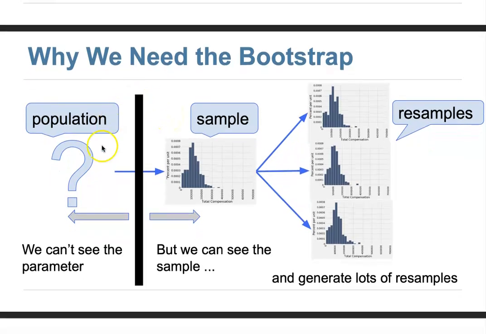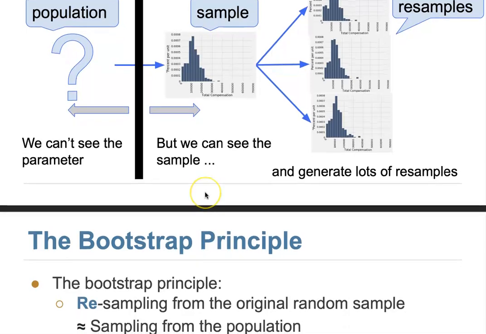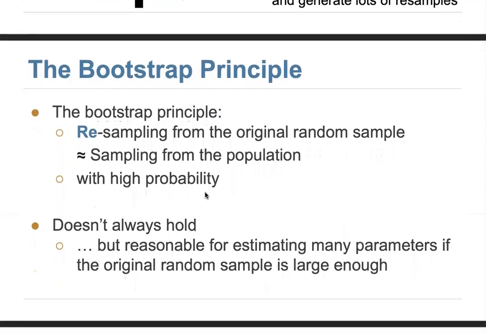So how do we do that? We don't know the population, but we have our original sample, so we do the resample. Here we just treat our original sample as the population, and we keep randomly drawing from this sample. That's our bootstrap principle. The bootstrap principle is that when you resample from the original random sample, it will be very similar to sampling from the population, with high probability.